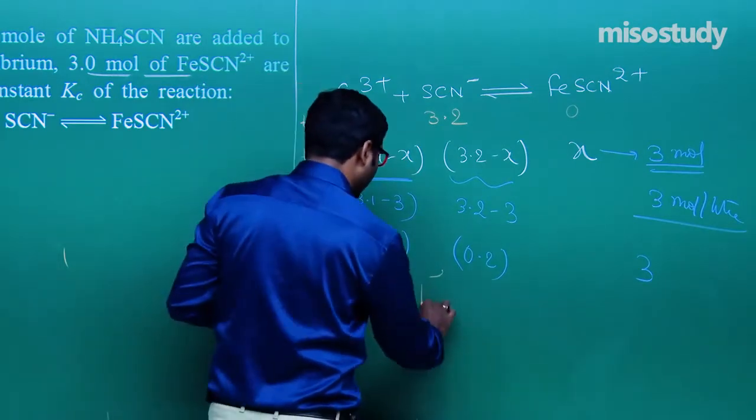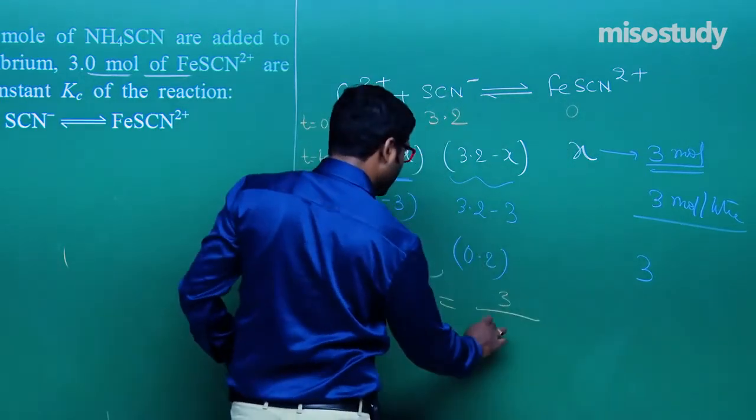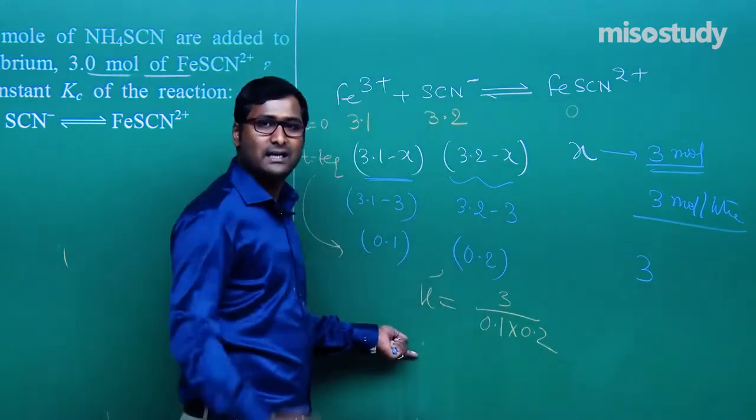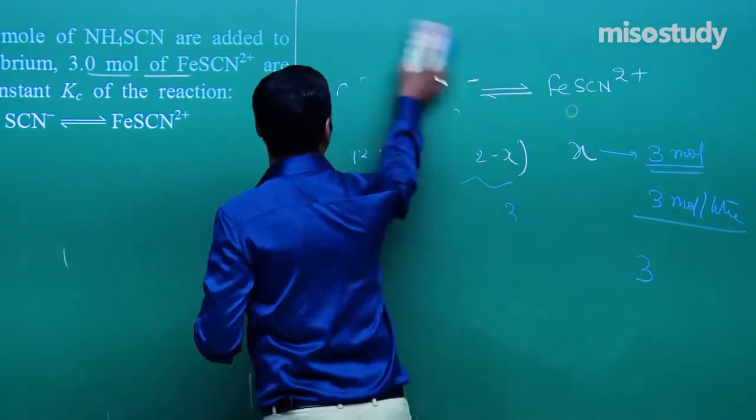Clear? Now put the value. K is equal to concentration of product, that is 3, upon concentration of reactant, 0.1 into 0.2. Now if you solve, you will get the answer. Clear? Now I am going to rub this part and we will discuss the next one.